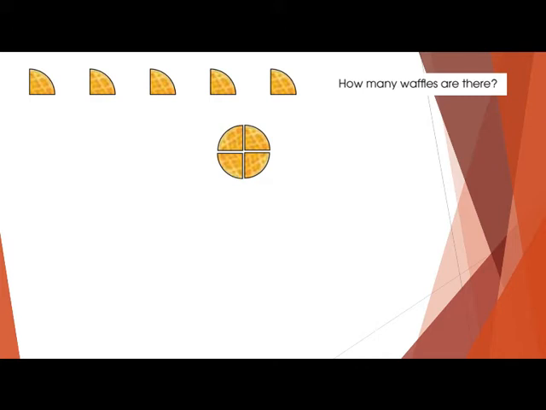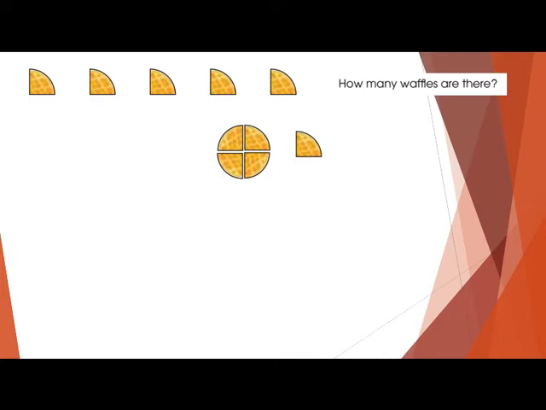Let's suppose we have some waffles over here. So how many waffles are there? Can you count it? It's basically a quarter of a circle. How many pieces of a circle do we need to make a proper circle? We need a total of 4. So it will make one wafer, and there will be one extra.